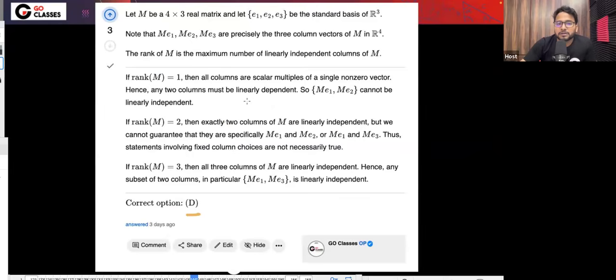If rank is 2, then exactly two columns of M are linearly independent, but we cannot guarantee that they are specifically M E1 and M E2, or M E1 and M E3, right? Which means first and second, or first and third. We don't know which two. Just by looking at the rank, we can't say which two are linearly independent. So that's why D is the correct answer here.